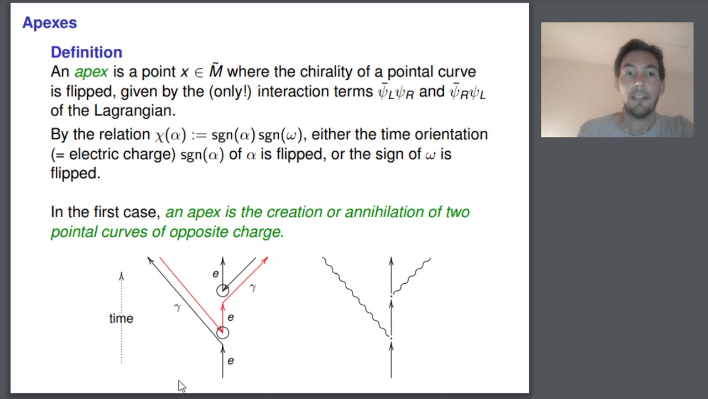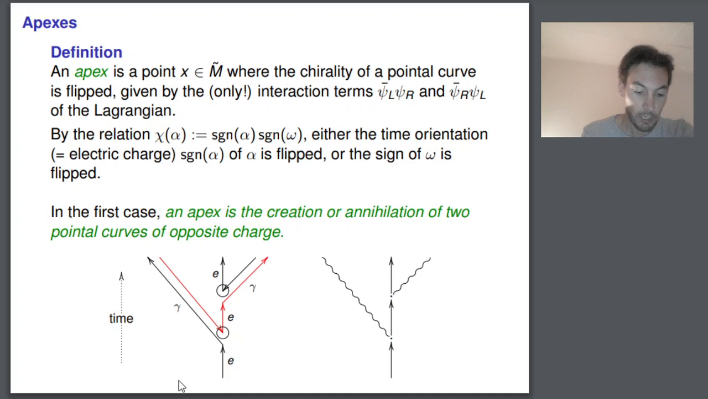Now, an apex is a point x in M tilde where the chirality of a pointal curve is flipped, given by the only interaction term of the Lagrangian. By the relation chi alpha equals sign alpha times sign omega, either the time orientation, that is the electric charge, of alpha is flipped, or the sign of omega is flipped. In the first case, an apex is the creation or annihilation of 2 pointal curves of opposite charge.